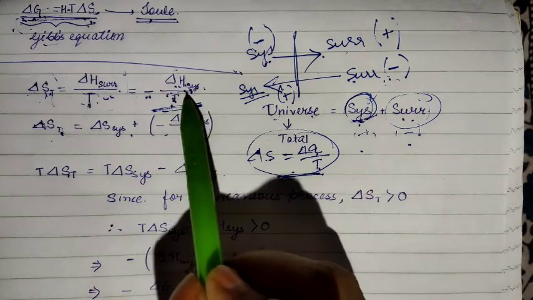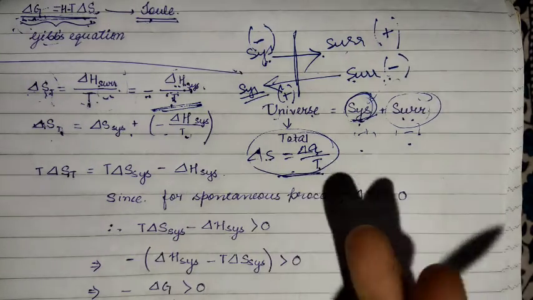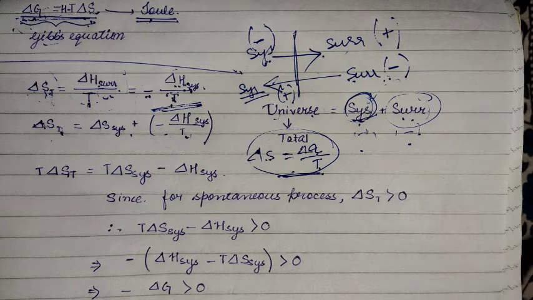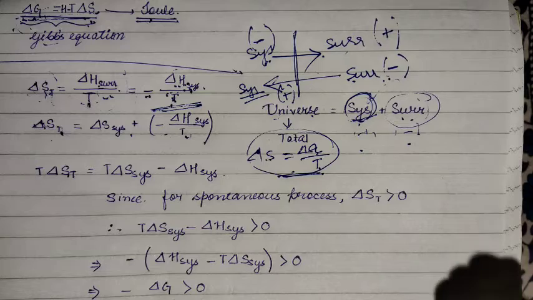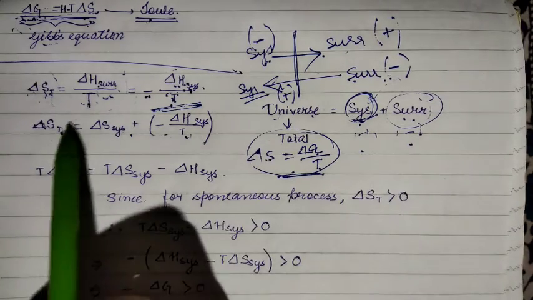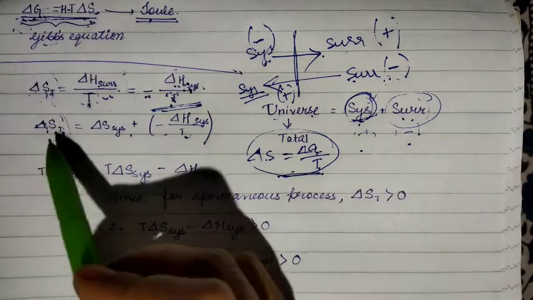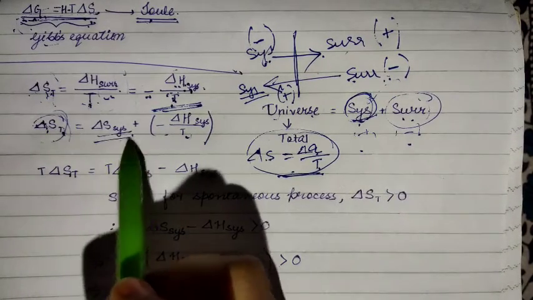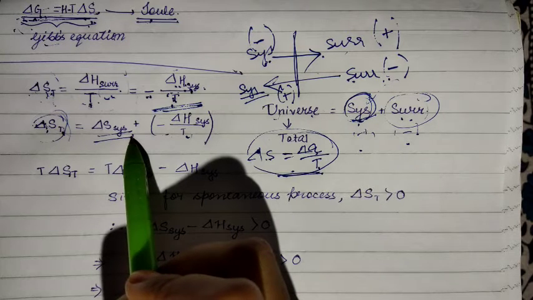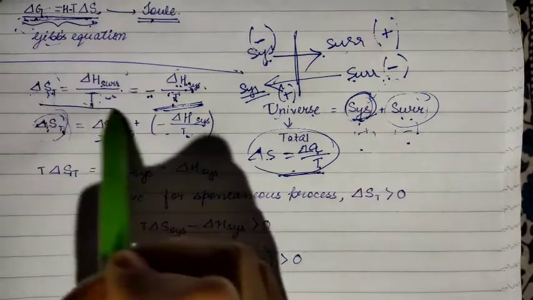So that person is the system. In the universe only two things are there, first person and second person. If someone is losing something, it means someone is taking that up. So it is like giving and taking between only system and surrounding in the whole universe. Now you know that the total entropy change is equal to the entropy change of the system plus the entropy change of the surrounding. And when we talk about the entropy change of the surrounding, we can write this, isn't it?